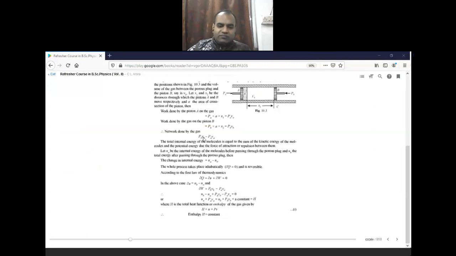Therefore, the net work done by the gas. What is the net work done by the gas? The net work done by the gas is PBVB minus PAVA. So this is correct. Therefore, the net work done by the gas is equal to PBVB minus PAVA. This quantity minus this quantity, PBVB minus PAVA, is the net work done by the gas.